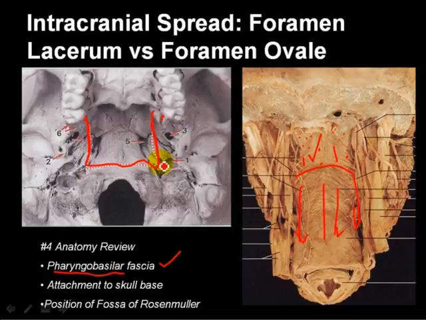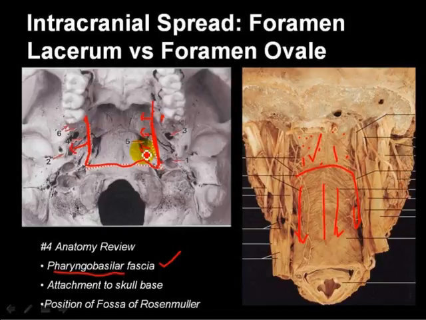All structures lateral to the pharyngobasilar fascia are considered to be outside the nasopharynx. All structures within it are the nasopharynx. So in other words, the pharyngobasilar fascia defines the anatomy of the nasopharynx. Everything that's inside is called the nasopharynx. Everything outside is not the nasopharynx.